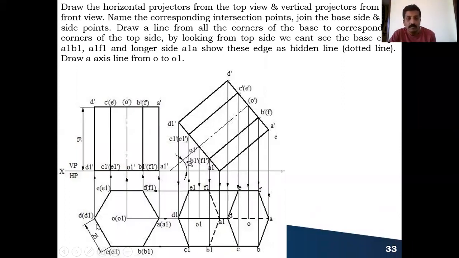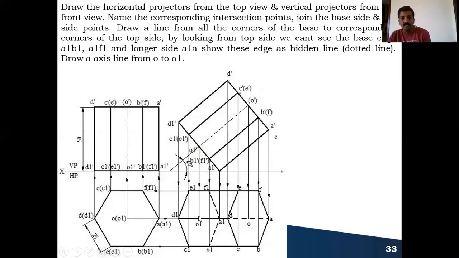Where is A1? A1 is here, A1 dash is here, this is A1. B1 is here, B1 dash is here, this is B1. C1 is here, C1 dash is here, this is C1. D1 is here, D1 dash is here, this is D1. E1 is here, E1 dash is here, this is E1. F1 is here, F1 dash is here, this is F1. The axis base point, O1 is here, O1 dash is here, this is O1.